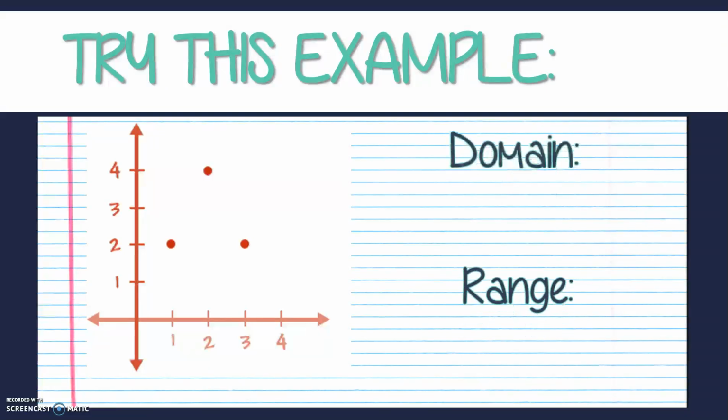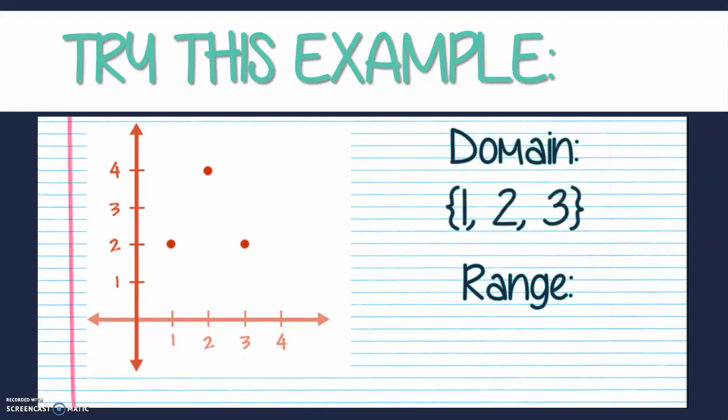So why don't you try this one here? Go ahead and hit the pause button and write down what you think the domain and range are. Let's see how you did. For the domain, it was 1, 2, and 3. And the range, even though we have 3 points, there's only 2 values. These both share the value of 2, and this top one here is at 4.